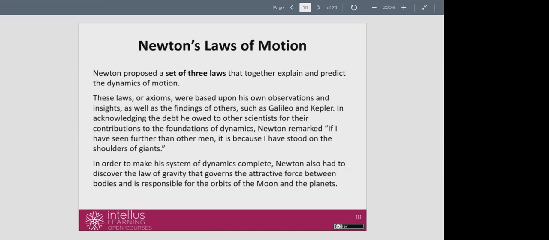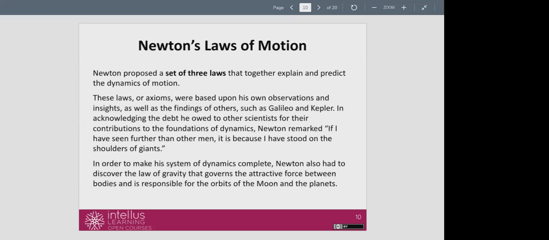And he came up with these 3 laws based on observation and insight. That's just another way of saying he did it from a theoretical perspective. In other words, Newton wasn't much of an experimenter, if you will. He was what we call a theoretical physicist, okay? And as I mentioned, he built on the work of others. Galileo was one and Kepler was another. And we'll see how he built on Galileo today.